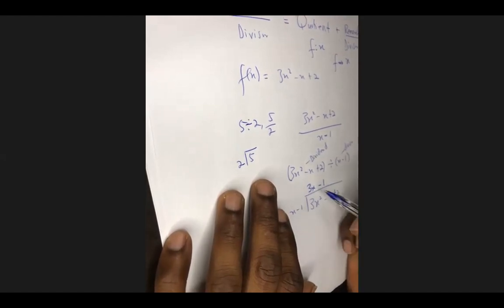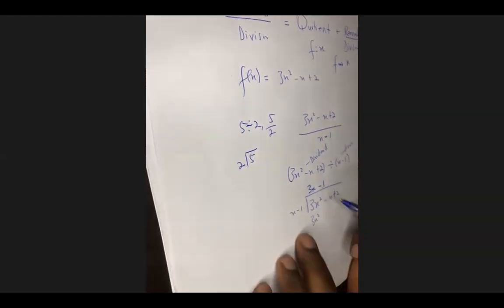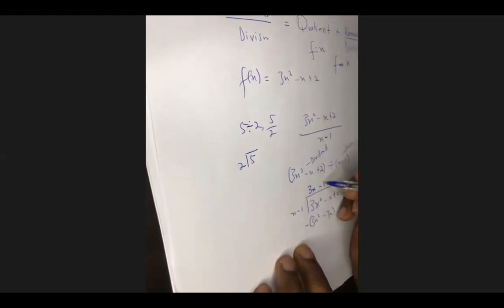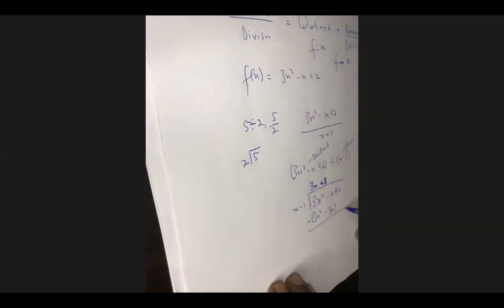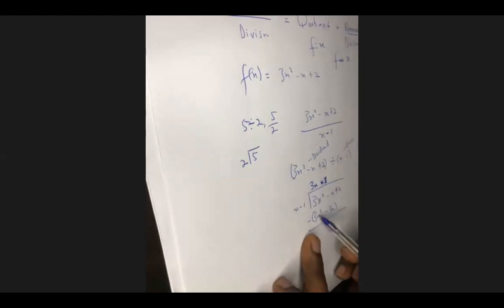So I have 3x times x, which is 3x squared. And then the next one is to multiply 3x and negative 1. So I have 3x times negative 1 is negative 3x. Now I am subtracting this. So I have negative 3 and plus 3. They will all go away, because 3x squared minus 3x squared is 0.